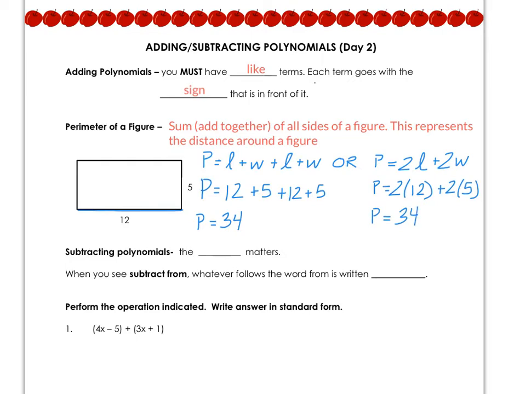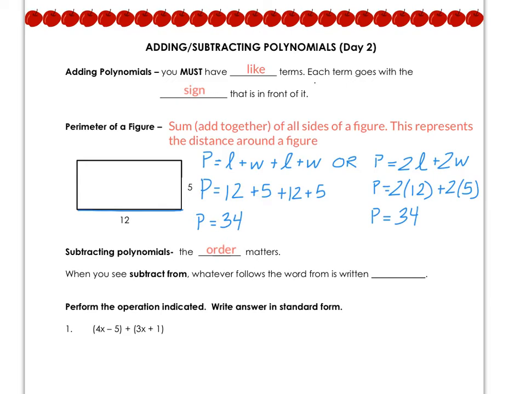So that's how we add, but now let's talk about subtracting polynomials. When we subtract polynomials, the order matters because when you subtract, like say for example 10 minus 3, we get 7, but if you do it the other way, 3 minus 10, you get negative 7, so the order matters.